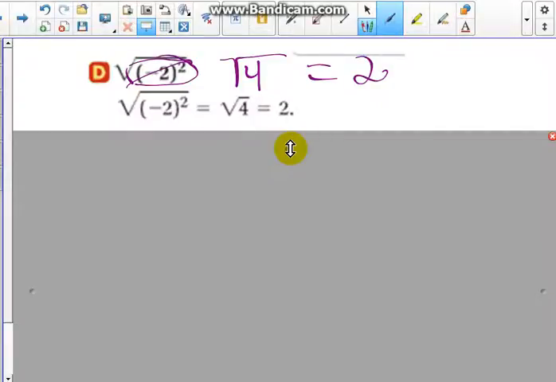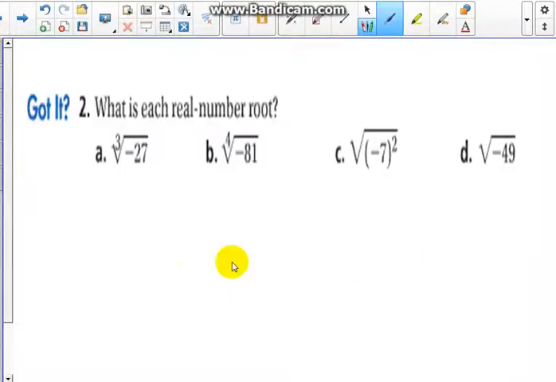Okay. We're looking for the positive. And that's how you do these sets of problems. There's a Got It here. You can pause and work these if time permits.